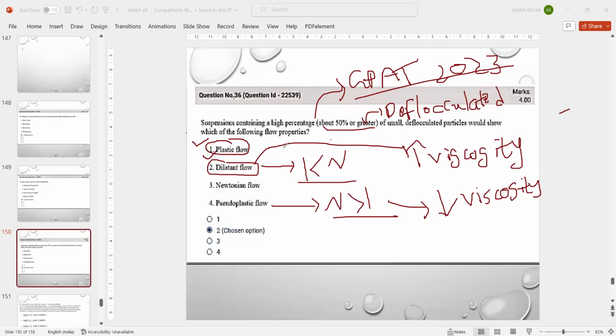While deflocculated suspension will show dilatant flow, pseudoplastic flow will be shown by polymeric solutions like acacia, tragacanth, alginate. These are all natural polymeric solutions, and they all show the pseudoplastic flow. And Newtonian flow, simple examples are glycerol, water, chloroform.